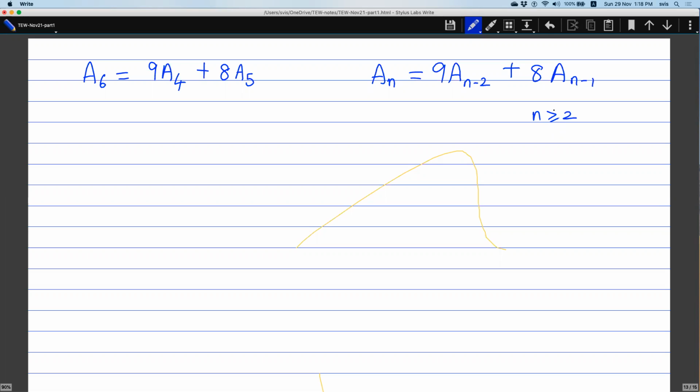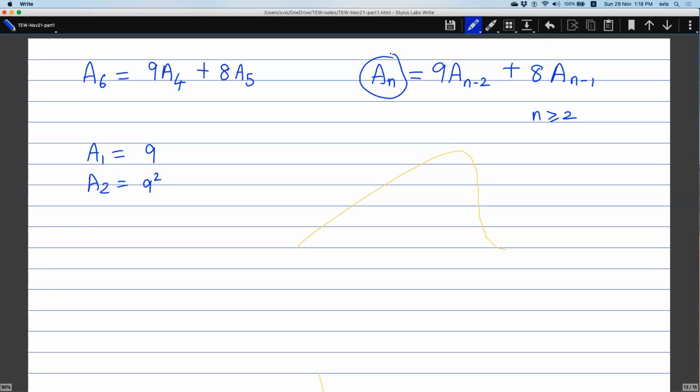This will come up again in later lectures, but I just wanted to point this out here, because we already did this problem using a different method. So observe, now we can solve for A6. How do we solve for A6? Because we already know A1 and A2. A1 was 9, A2 was 9 squared. Now let's use this relation here.